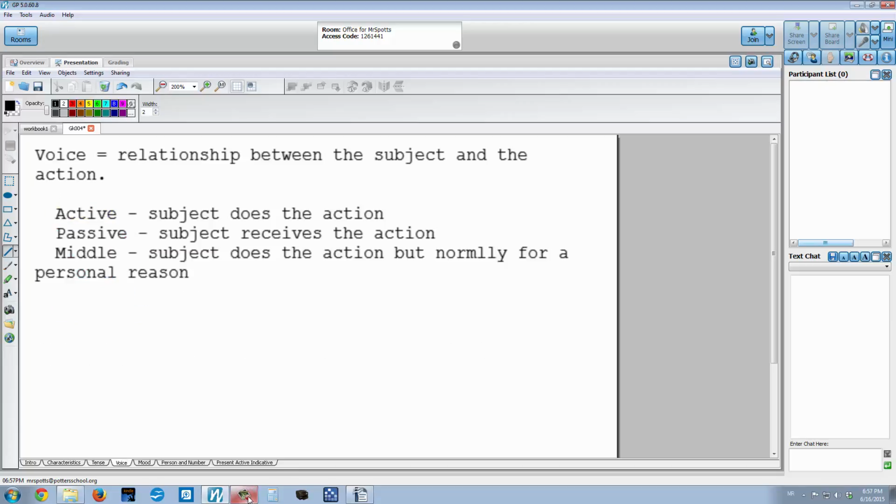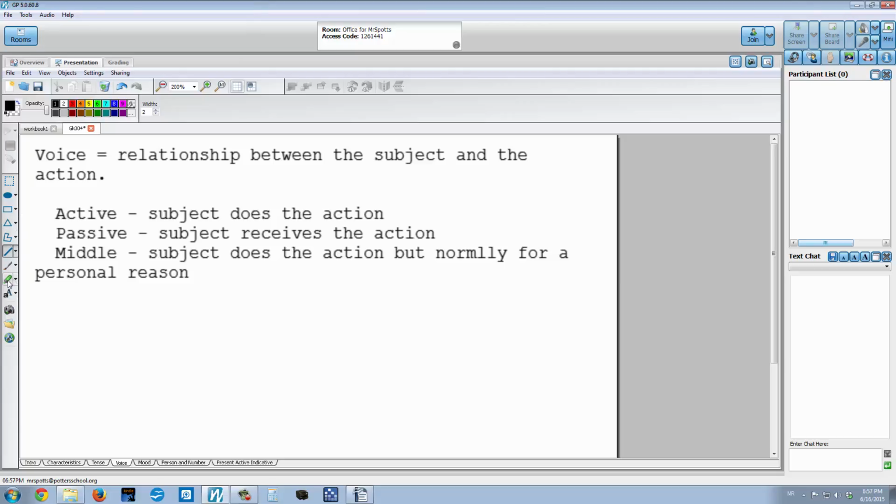What is the voice all about? In English, we have this idea of voice as well. It's usually kind of difficult to indicate what is what with voices. In voice, what we're noticing is a relationship, and that is the relationship between the subject of a sentence and the action. In English we have two voices, the active and the passive. In the active voice, the subject does the action of the verb.